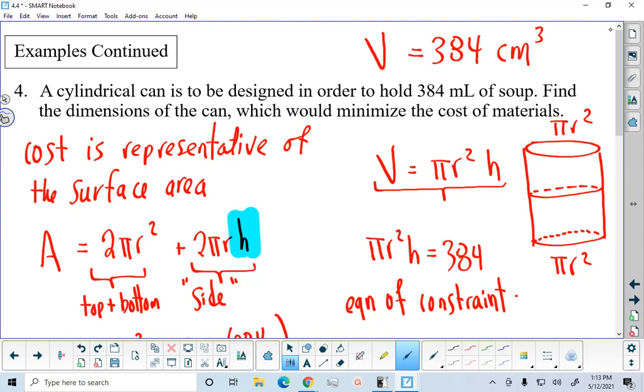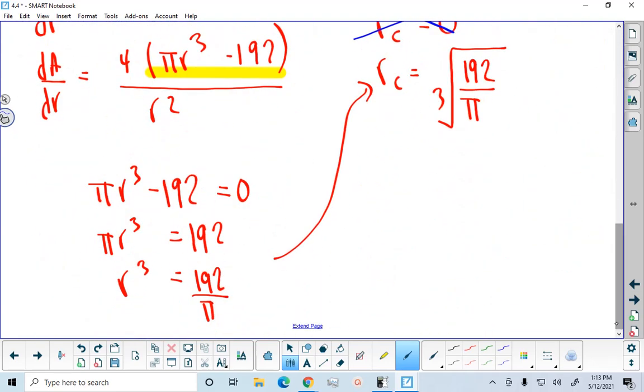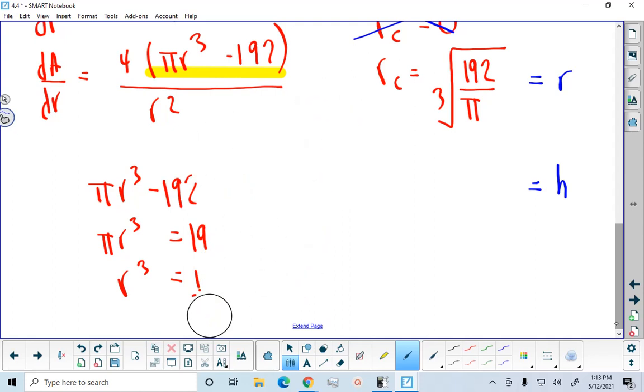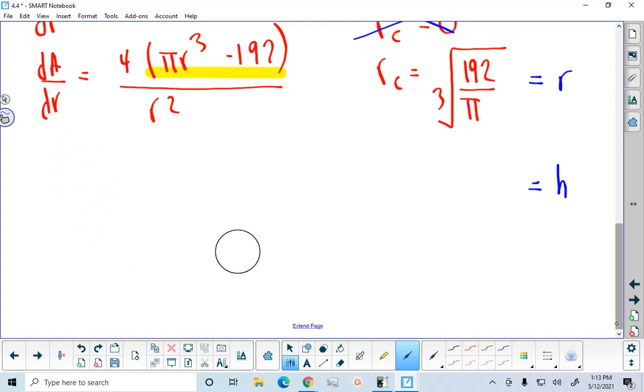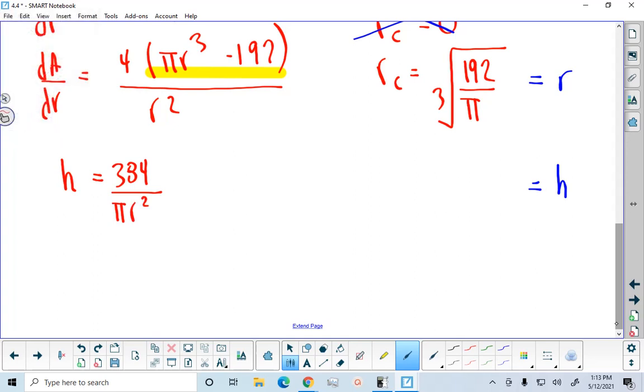What was the exact question here? It says, what are the dimensions of the can? Okay, so the dimensions of the can are going to be the radius and the height. We still have to find the height. This is the radius. What's the height going to be? Well, we're going to use our formula for height that we developed. And I believe, but I want to keep you focused and involved so you can double check, that it was 384 over pi r squared was how we got the height. Is that correct?